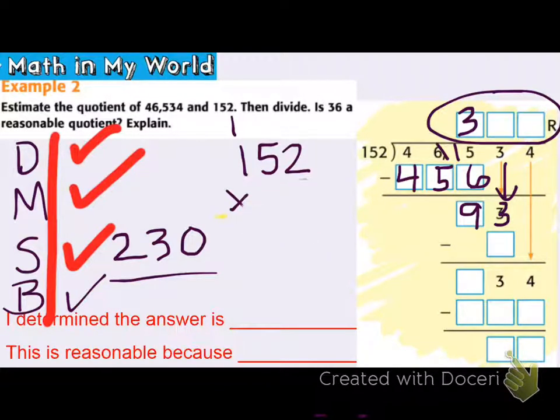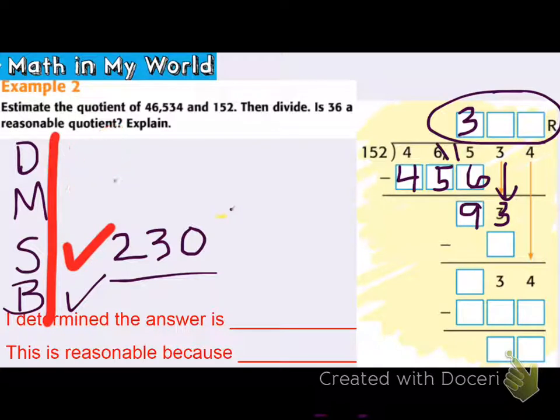I'm going to go back to divide. I'm back to step 1. How many times will 152 divide into 93? It will not divide because it's too big. I can't even make one group. So I can subtract to 0 because 152 times 0 is 0.